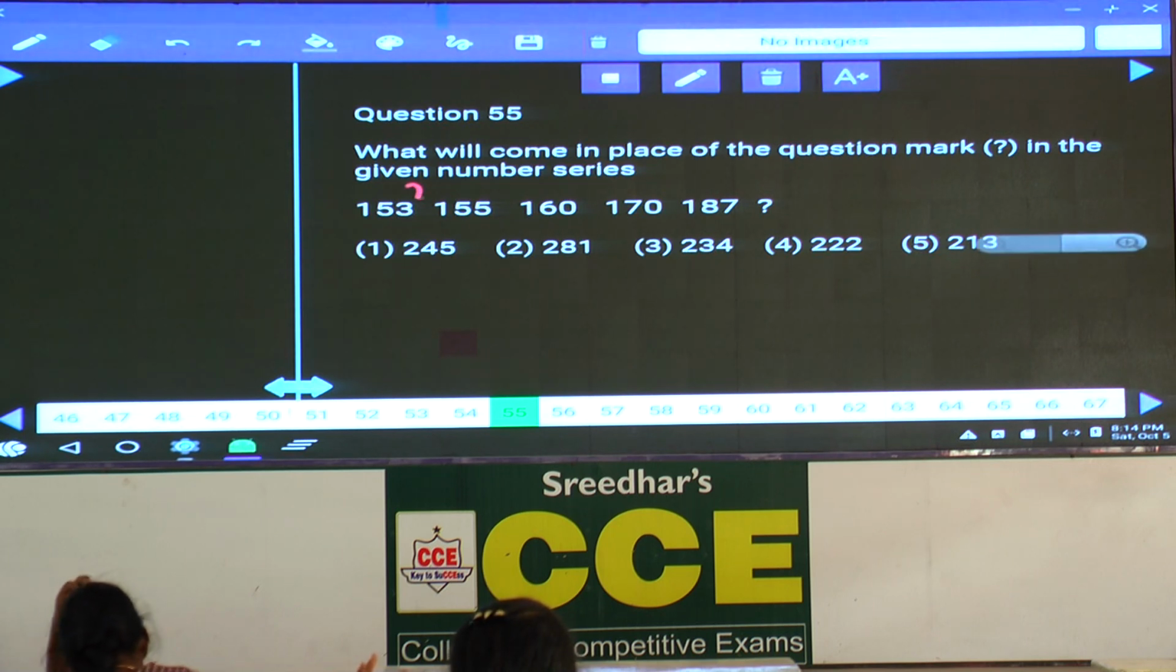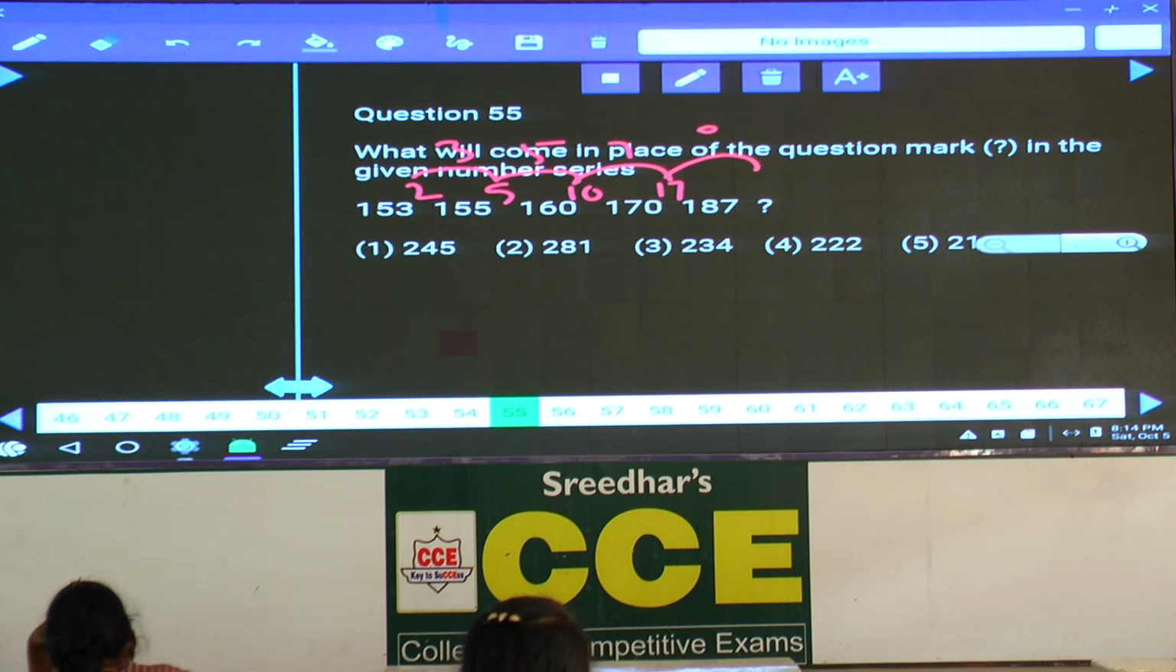153, 155, the difference is 2. 55 and 60, the difference is 5. And here the difference is 10. Here the difference is how much? 17. Now 2 and 5 difference is 3. Here the difference is 5. Here it is 7. And next one is 9. 17 plus 9, 26. Hence 213. 213, that is given in choice 5. Clear?